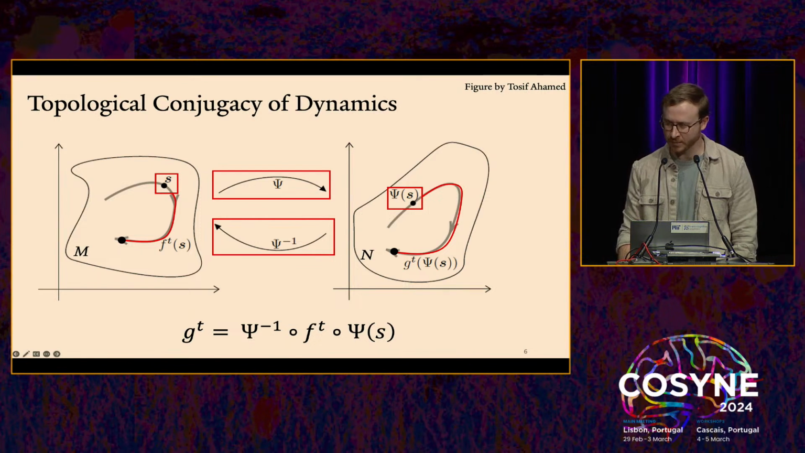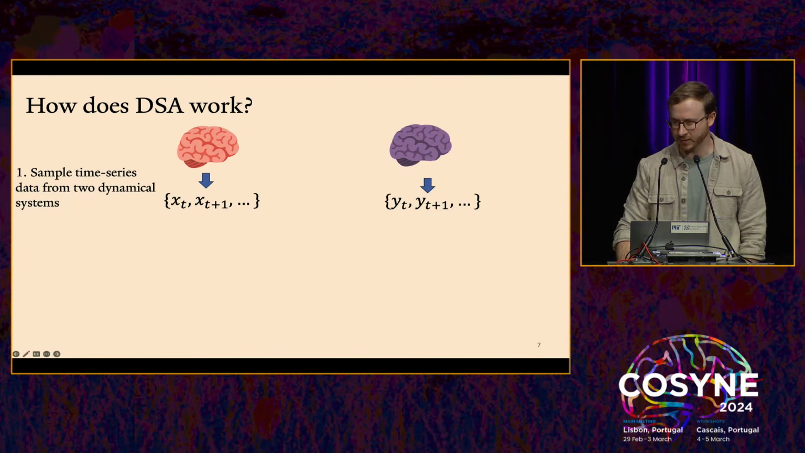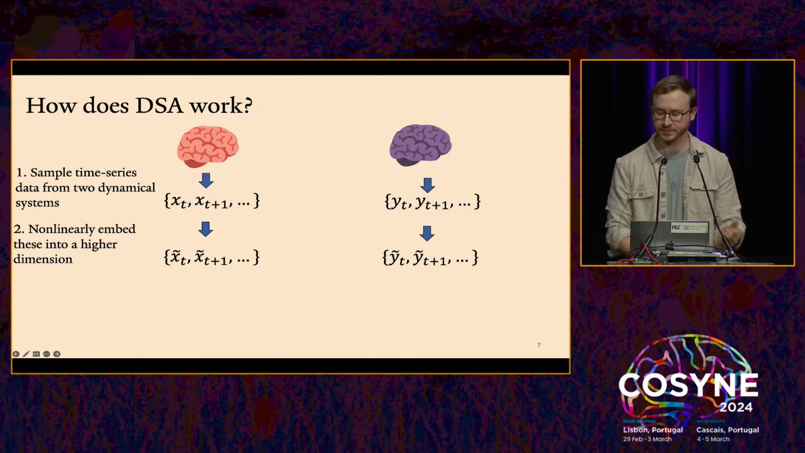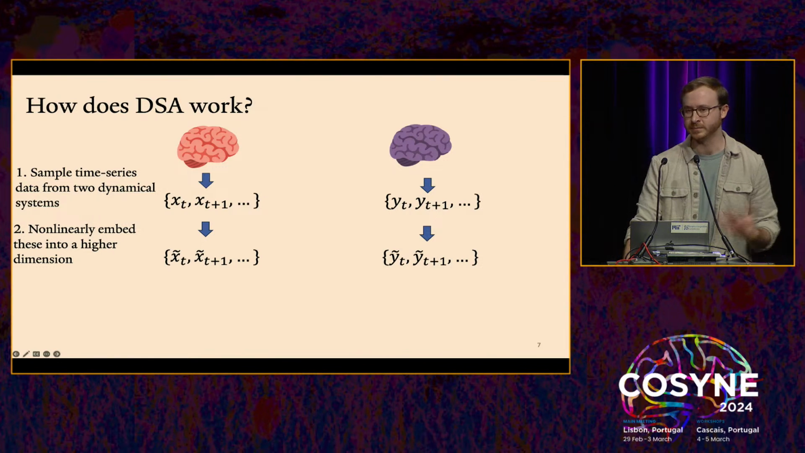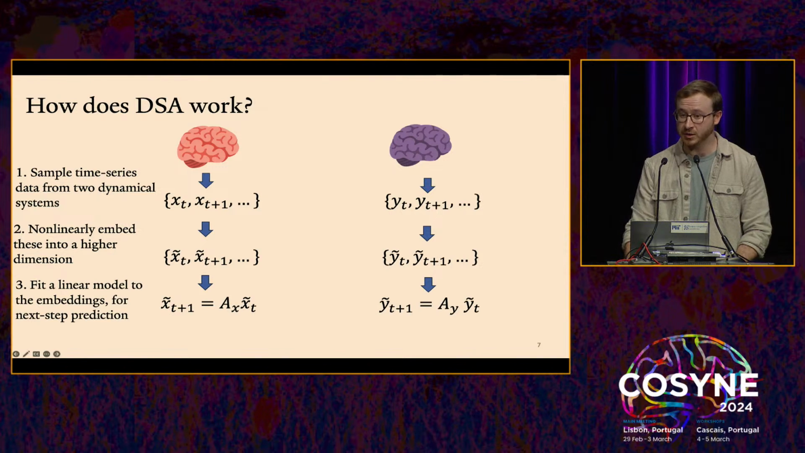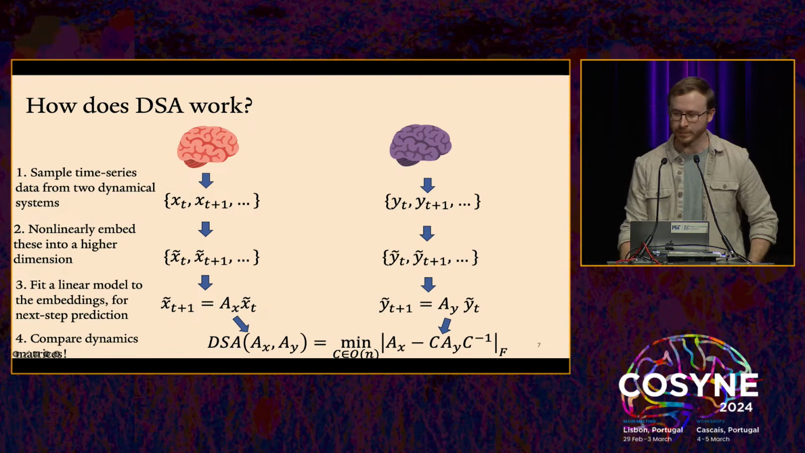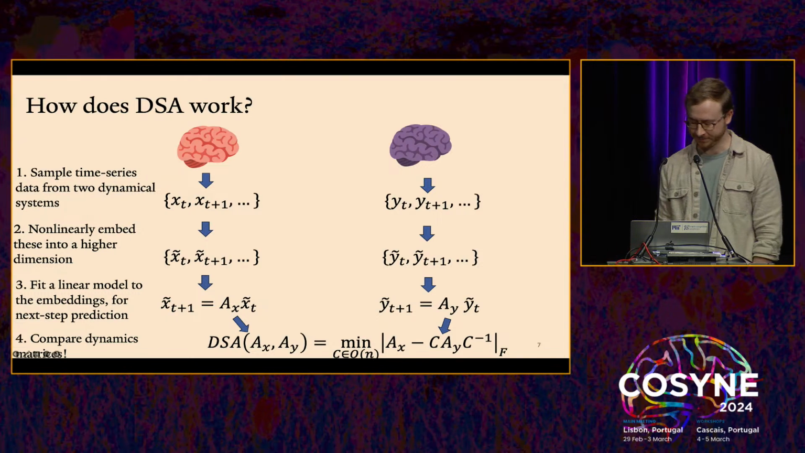And next, I'm going to talk about how the method actually works. So DSA is very straightforward algorithmically. Given time series data from 2 different dynamical systems, first, we nonlinearly embed these into a higher dimension, and for the most part, we use delay embeddings, although other embedding methods could work here as well. Then we fit a linear model to the embeddings for next step prediction. And finally, we compare the operators from these linear models via this similarity metric here.